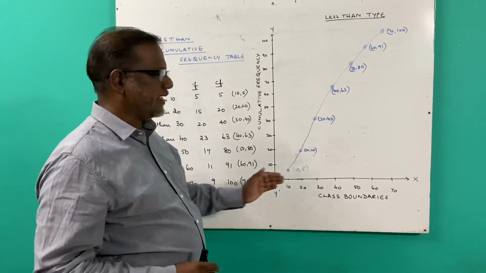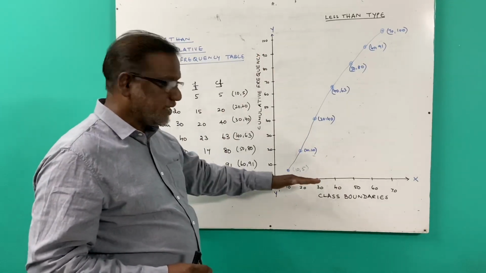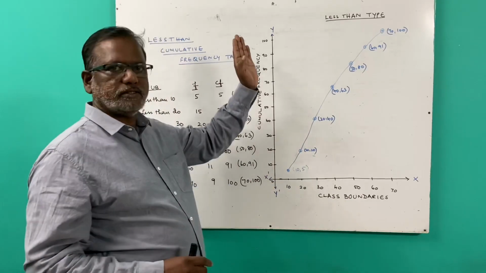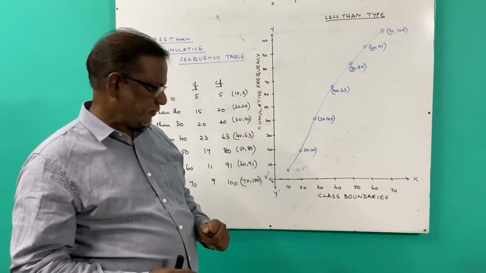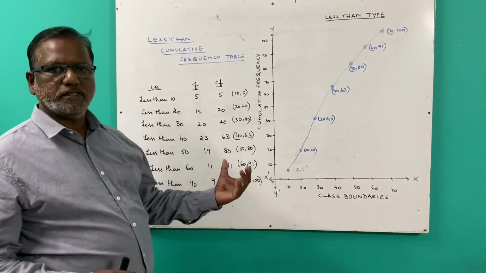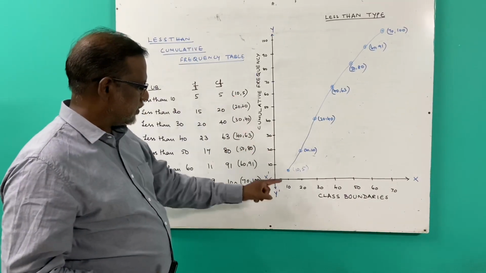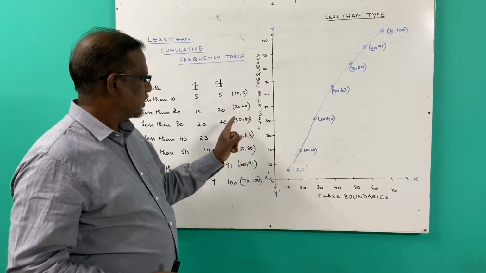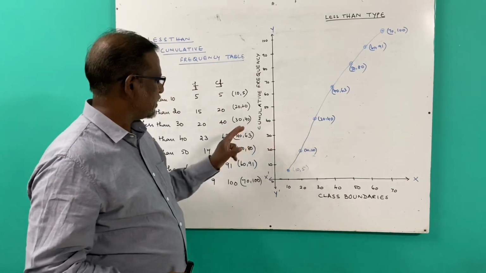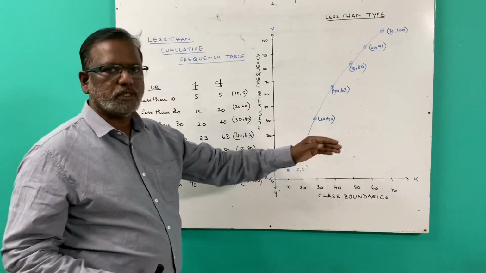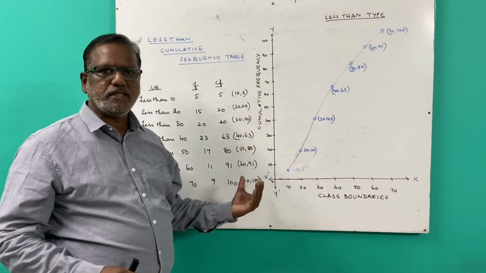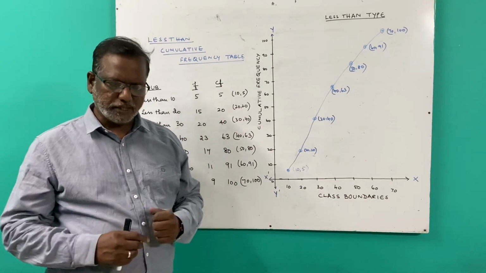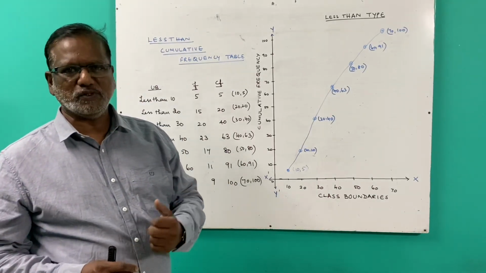Now let us draw the x-axis and the y-axis. On the x-axis, the class boundaries are taken, and on the y-axis, the cumulative frequencies are taken. Now let us go ahead with plotting the points. We have (10, 5), and therefore we plot (10, 5) here, then (20, 20), (30, 40), then (40, 63), and so on. Just plot the ordered pairs in the graph, and we are going to get the less than cumulative frequency curve.